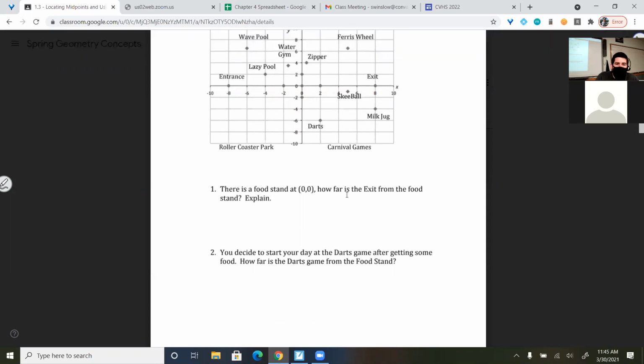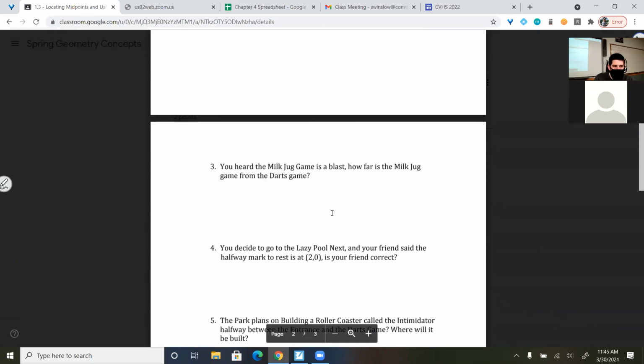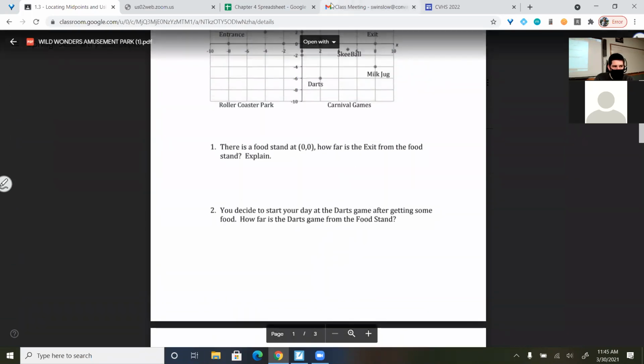So go ahead and try number 1 and number 2. I'll give you some time. See if anyone in person needs any help. Obviously, if you guys need any help, let me know. And I will go over the answers, show you the work, and then we can move on to 3 and 4. So go ahead and try 1 and 2 and see how it goes.